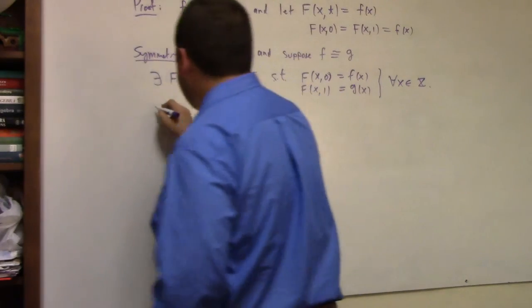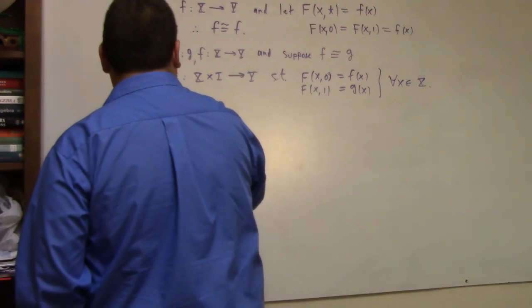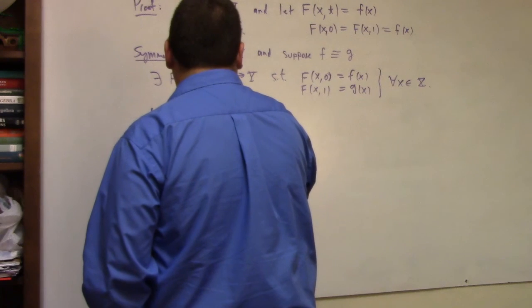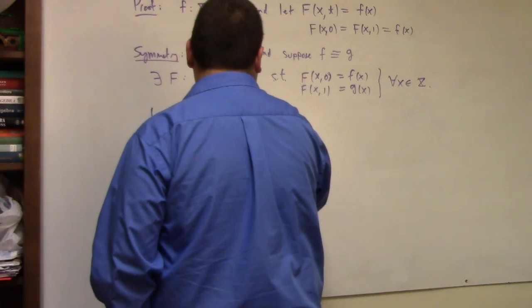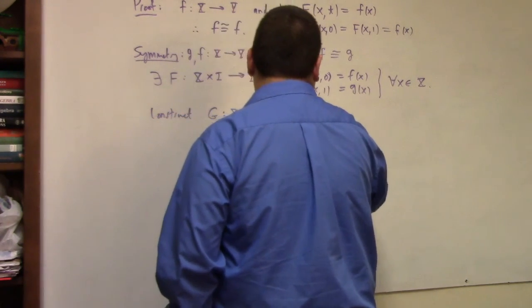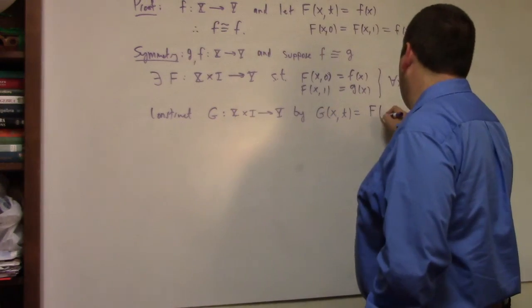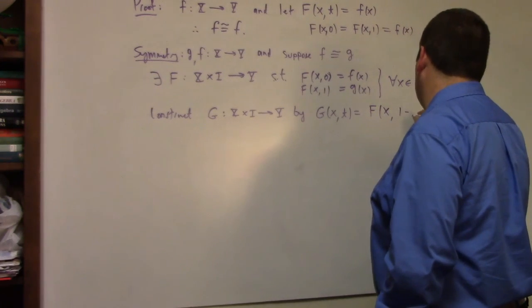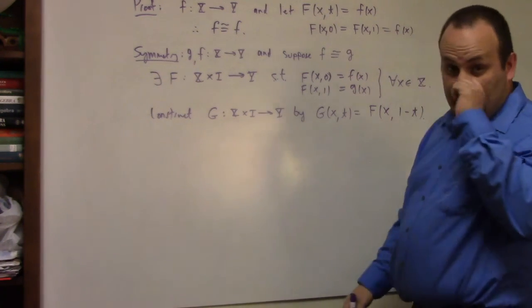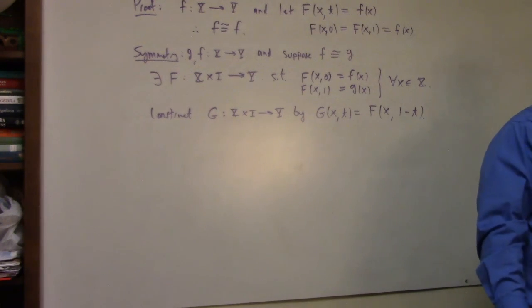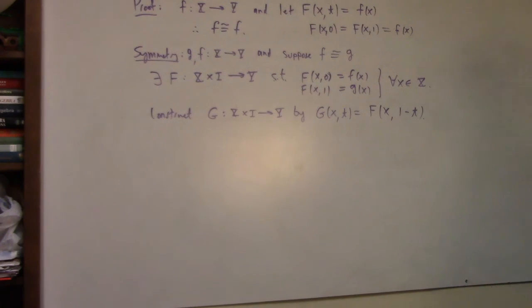So construct G from X cross I to Y by what rule? G of (x, t) is F of (x, 1 minus t). That's clearly continuous because it's the composite of a continuous function with other continuous functions. And you can easily see that 1 gives you 0 and 0 gives you 1, which turns the tables on f and g and shows that g is homotopic to f.